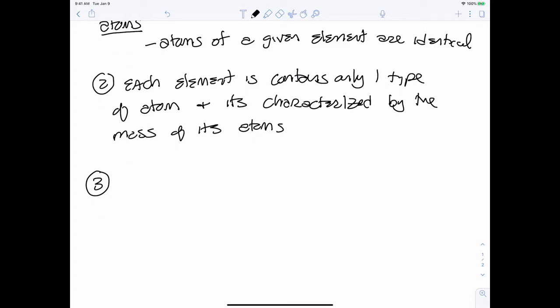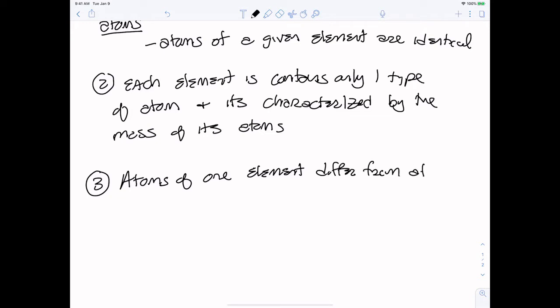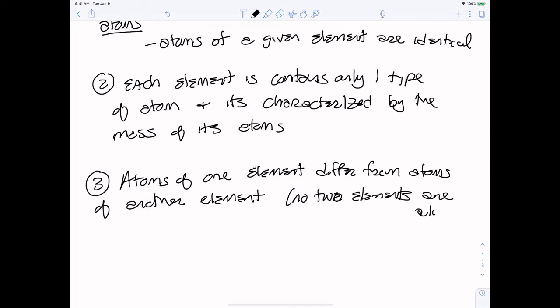Our third statement: atoms of one element differ from atoms of another element. So while carbon is only made up of carbon atoms and the element iron is only made up of iron atoms, carbon atoms are different from iron atoms. We could say no two elements are alike.